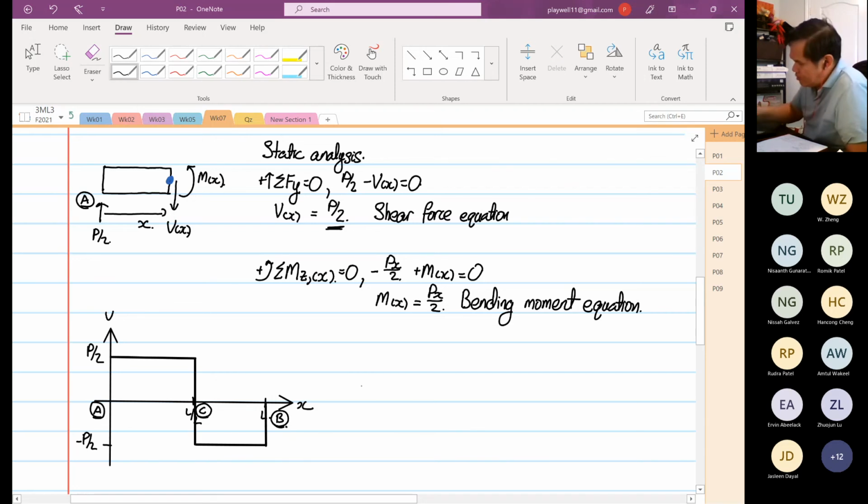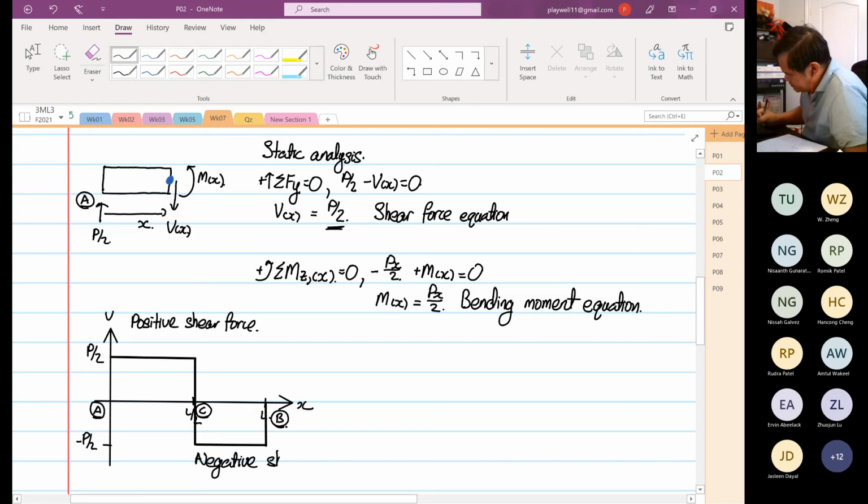So what you see over here from 0 to L/2, you have positive shear force. Over here, you have negative shear force.